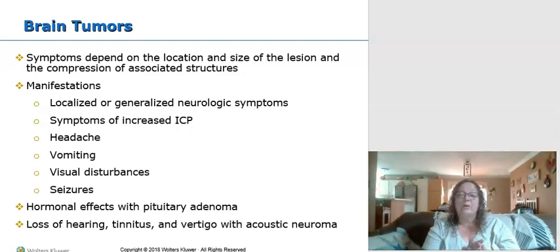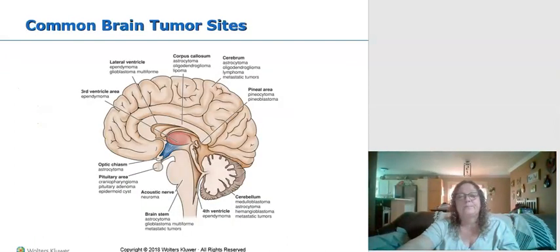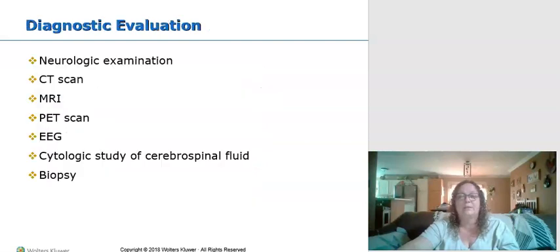May have hormonal effects with a pituitary adenoma. And when we get into the system, we'll get into more of what those are when we talk about the endocrine system. We have loss of hearing, tinnitus, vertigo with these acoustic neuromas. So make sure we're aware of that. So here's an image that shows you the common sites of brain tumors.